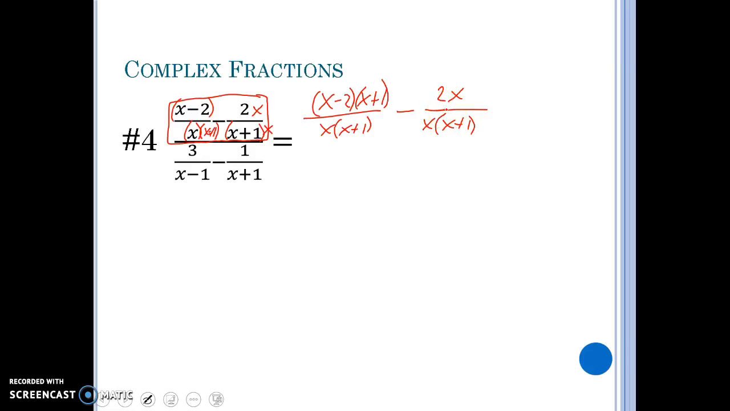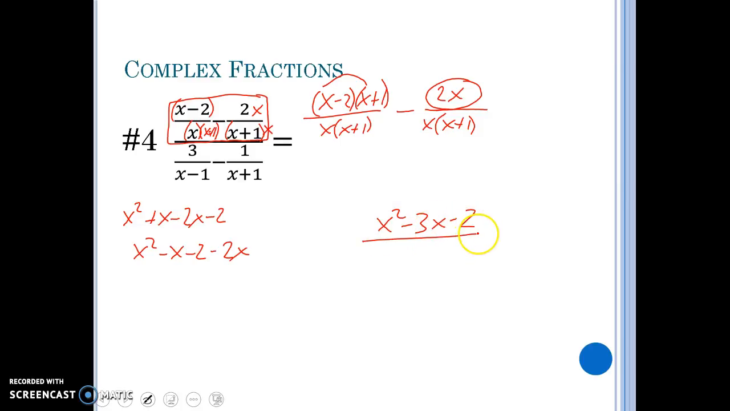I'm going to just kind of work over here on the left. I'm going to FOIL this out. X times x is x squared. Then I'm going to have plus an x minus a 2x and minus a 2. That's going to give me x squared minus x minus 2. But then I'm going to have minus the 2x from this 2x here. So in all, I'm going to have, as the numerator, x squared, negative x and a negative 2x is a negative 3x, minus 2, over my common denominator, which is x times x plus 1. All right, that's the numerator.